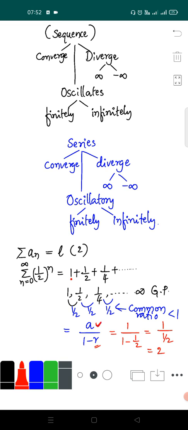So this GP is convergent to 2. All the infinite number of terms of this series, if you add all the numbers, converge to 2.